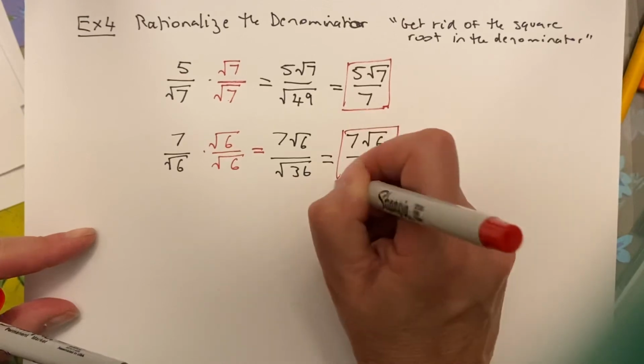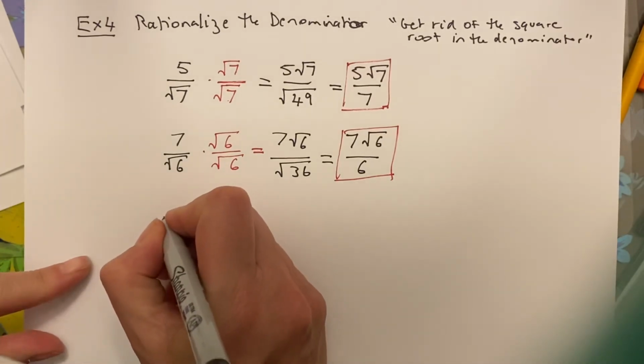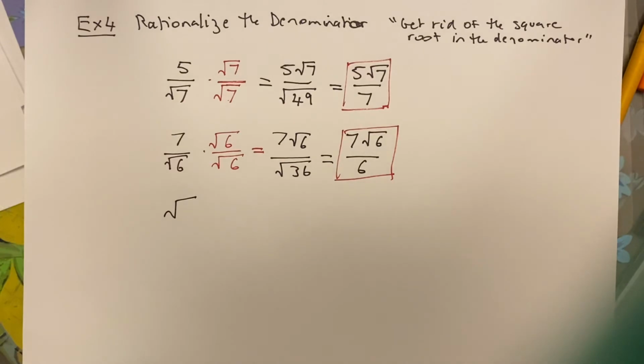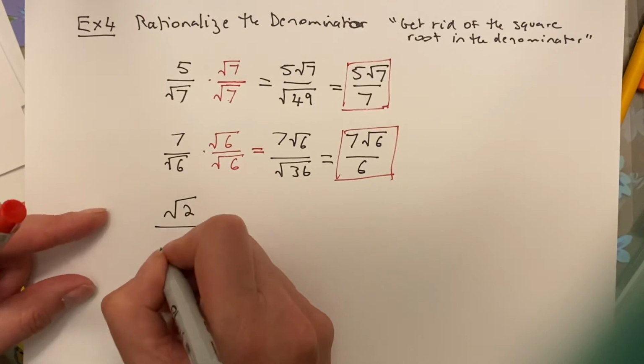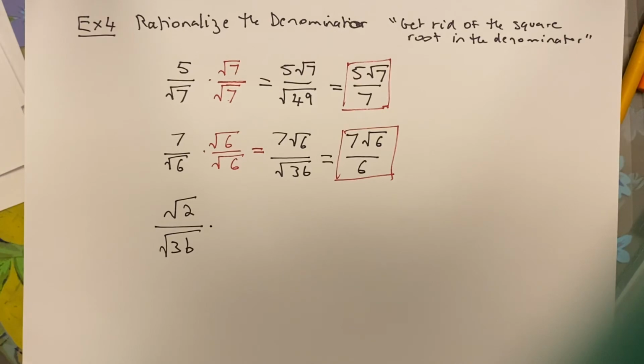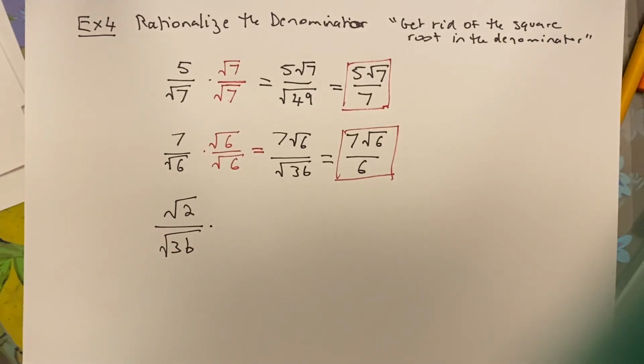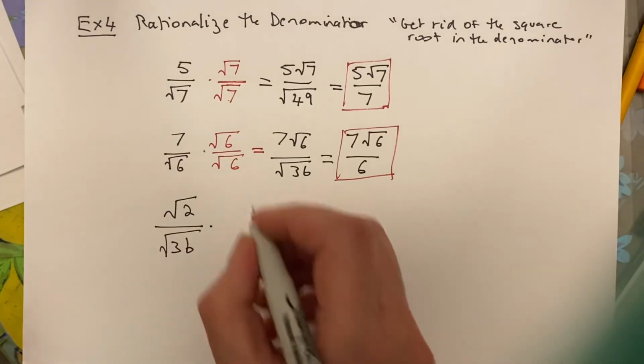One last example of rationalizing the denominator, and then you're going to be done for the day. This is going to be a denominator that includes a variable, because we always need to learn how to work with variables, because this is algebra. So square root of 2 over the square root of 3b. Well, even though this is a different looking square root on the bottom, we treat it the exact same way. If I want to get rid of the square root of 3b, I have to multiply by the square root of 3b. It's that simple.